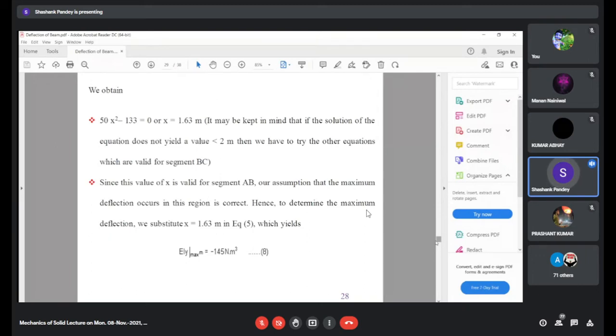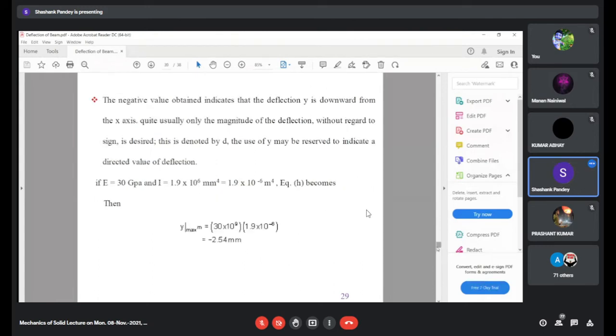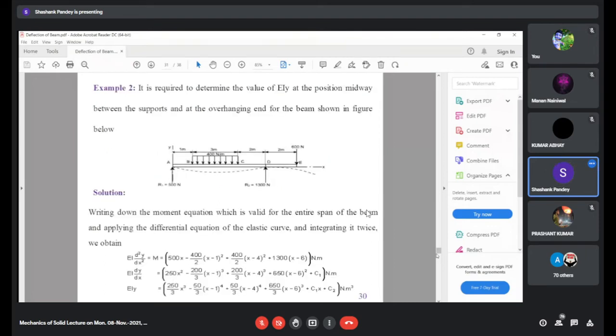If you are given the value of Young's modulus as well as the moment of inertia for a beam, suppose in this case we take E equal to 30 GPa and I as 1.9 into 10 raised to power 6 mm raised to power 4. When we substitute these values, we have y max equal to minus 2.54 mm. So this is the maximum deflection.